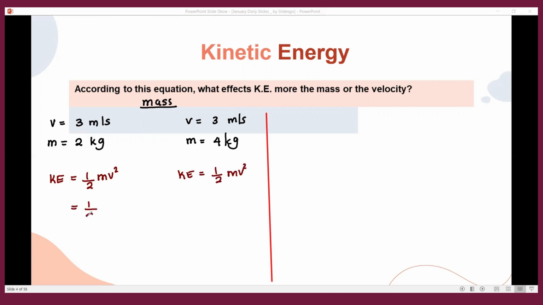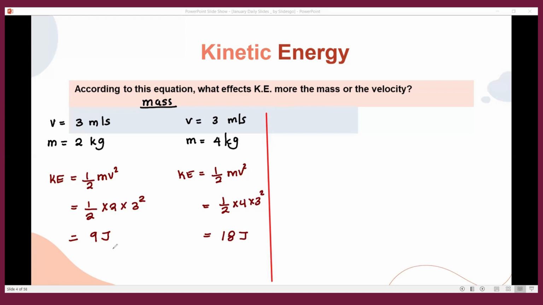This one is simply half into 2 kg into 3 meters per second squared. And here it's half into 4 kg into 3 squared. Solving this gives me 9 joules. Remember, the unit of energy is joules. Whatever the energy, be it kinetic, potential, chemical or thermal energy, whatever the form of the energy, the unit will still be joules, and it is written using capital J. And over here, the answer is 18 joules.